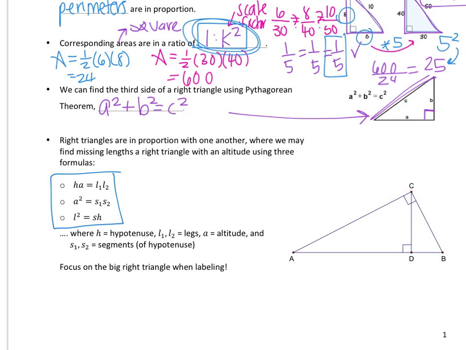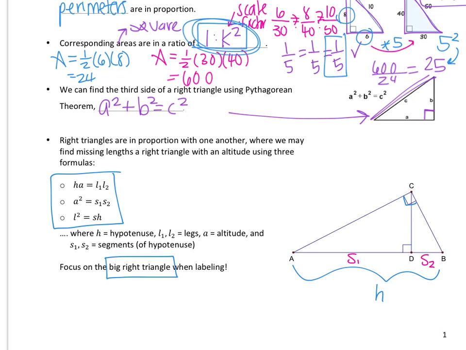Where H is the big hypotenuse. Notice I said focus on the big right triangle when we're labeling. So here's my right angle in the big triangle. That means AB is my hypotenuse. The hypotenuse then gets split up into 2 segments, S1, S2.